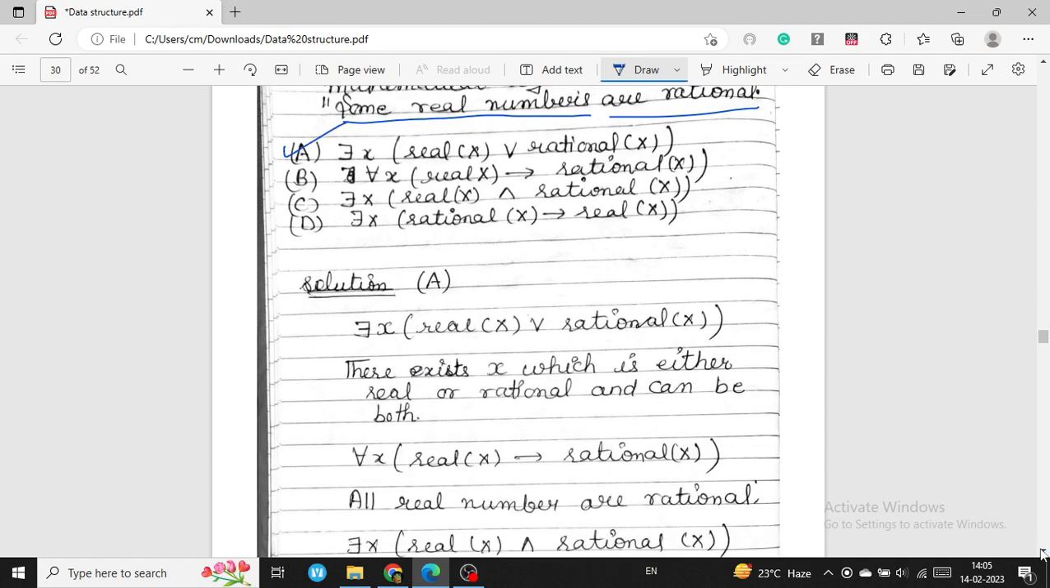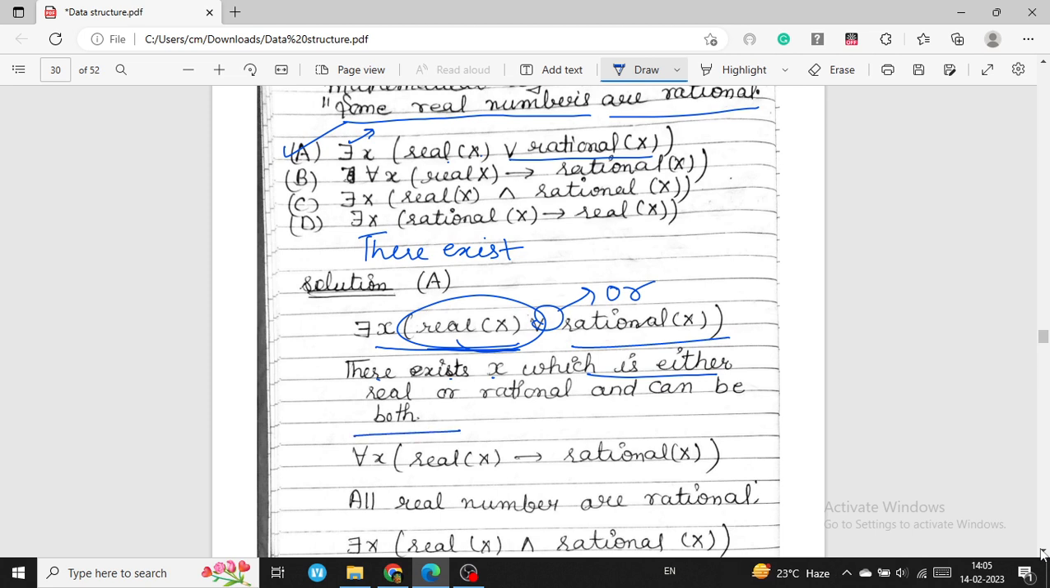The answer is this one. There exists, this symbol means there exists some numbers are real. Some numbers are real which are rational. From the first statement we find there exists x which is either real, or, this symbol represents or, rational, can be both.